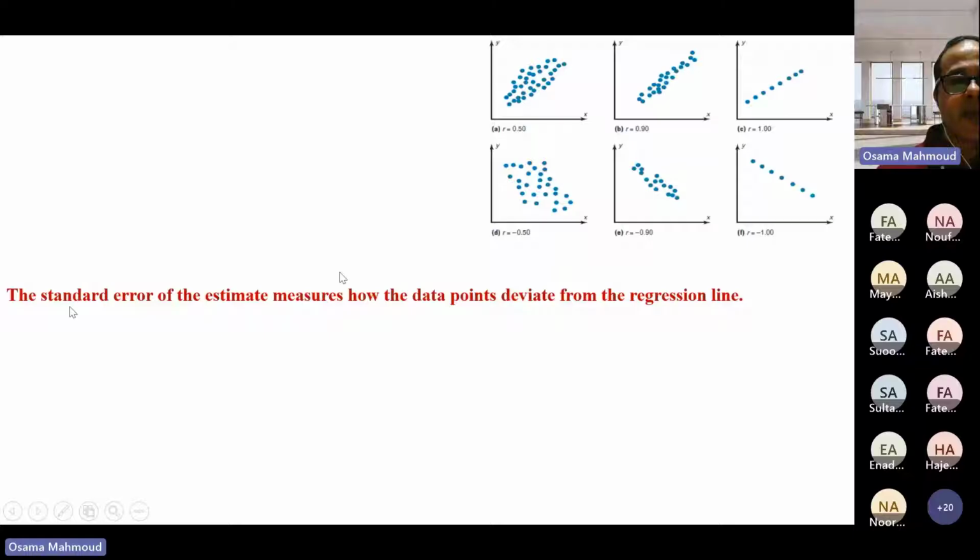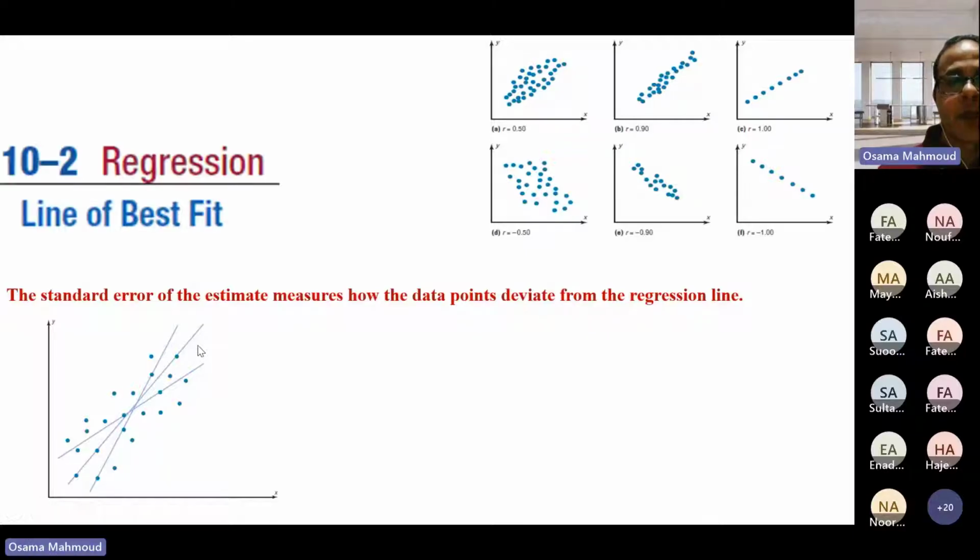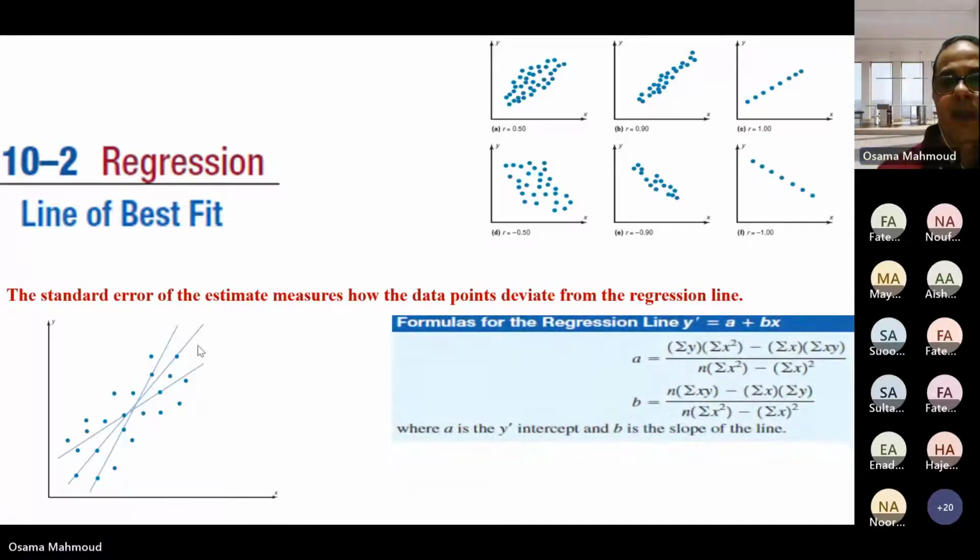Okay. There is something called the standard error of the estimate, okay? It measures how the data points deviate from the regression equation. Because we have many lines that go through the data, we choose only one line, which is the best line, or the best fit. Yes, we know the linear regression equation is Y equals A plus BX. B, we call it the slope of the line. A, we call it the y-intercept of the line.